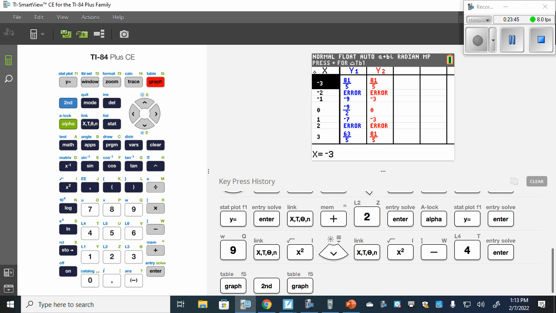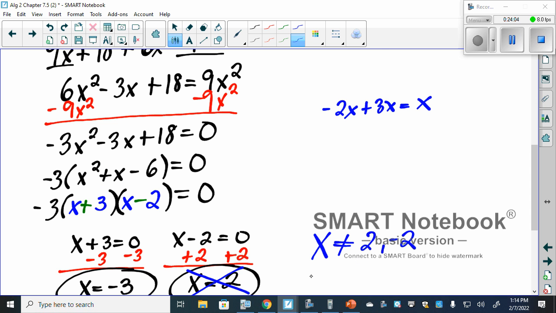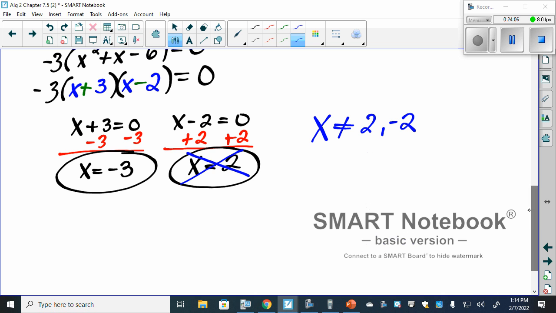So we can actually graph them and see where they cross, where they intersect. And that can help us find it, as long as the solution, the value of x, is a whole number. Because if it's a fraction, we have to do a little bit more work to try to get there. Any other questions on this here?